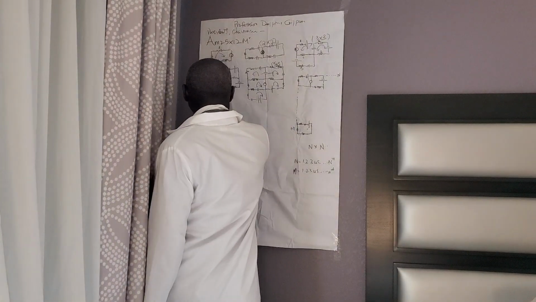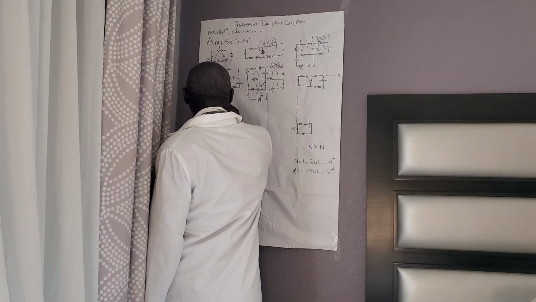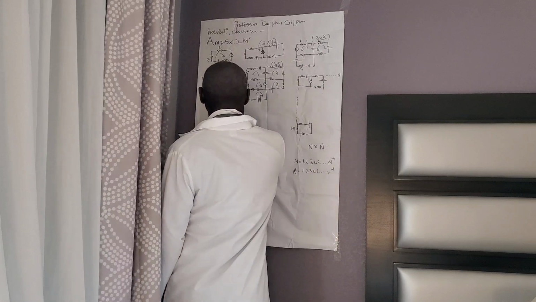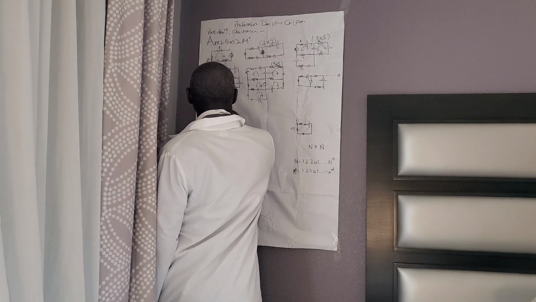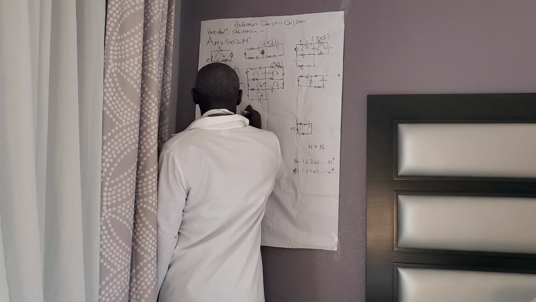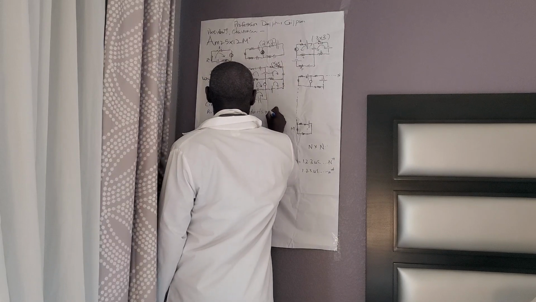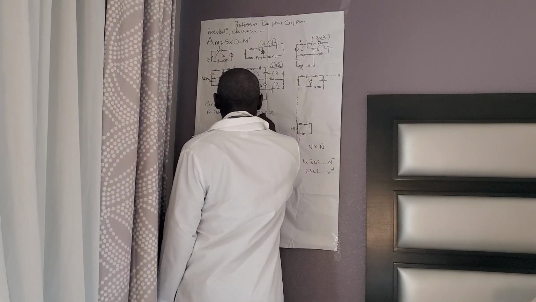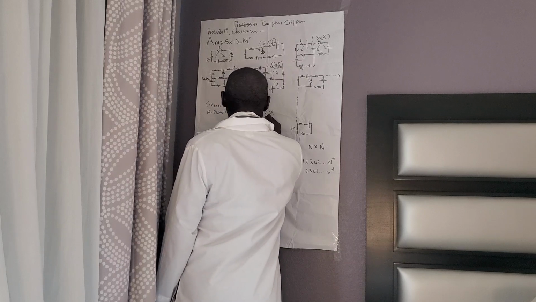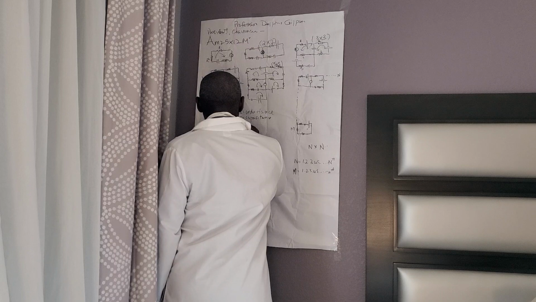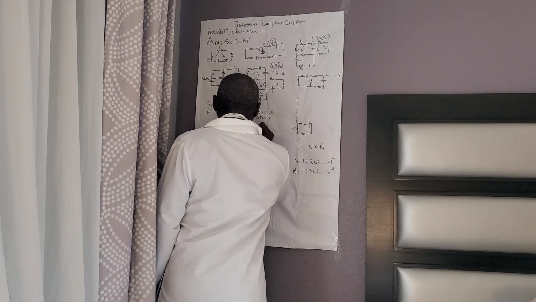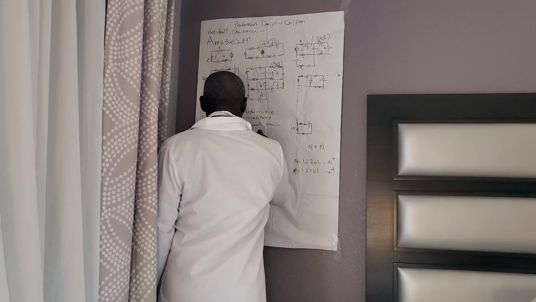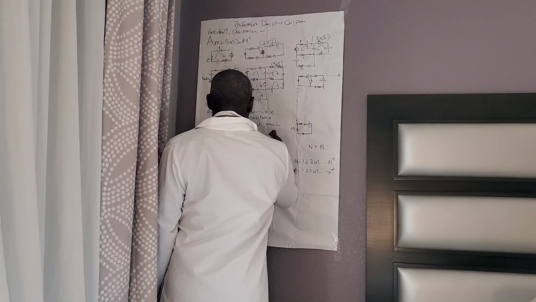And let's now put in the circuitry notation. R equals resistance, L equals inductance, C equals capacitance, current, ammeter, and voltage cell.